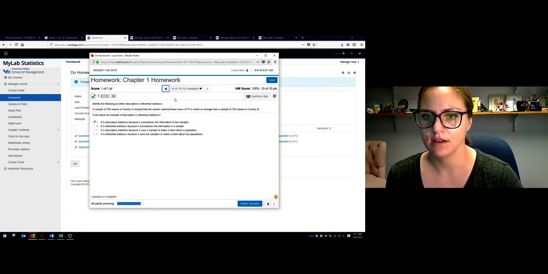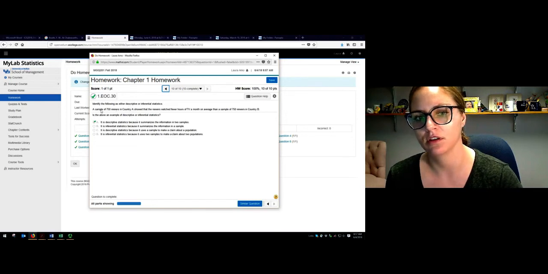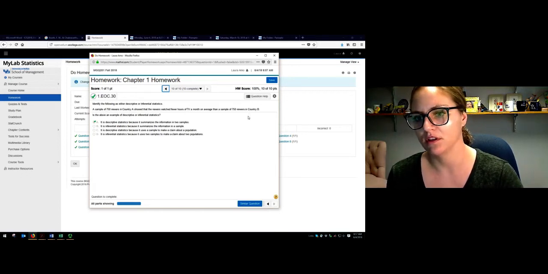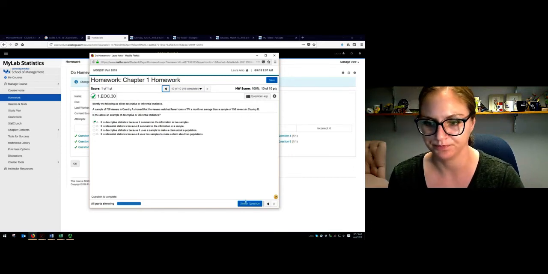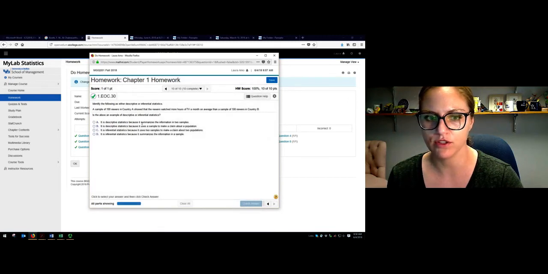And lastly, let's take a look at this one. A sample of 750 viewers in country A showed that viewers watch fewer hours of TV a month on average than a sample of 750 viewers in country B. This is descriptive. Just because it says country A versus country B doesn't mean it's inferential. We're just talking about the samples of 750 viewers in each of those countries and determining whether or not that sample's average viewership is larger or smaller than another sample. So again, descriptive. Let's look at a similar question.